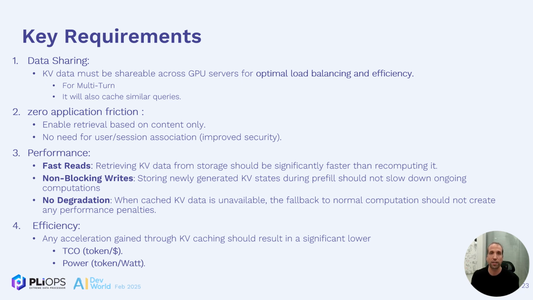And last, but certainly not least, we want the system to be not just faster, but overall more efficient, factoring in not just the GPU savings, but also the cost and power of the required storage system. So overall gains should be translated into a lower TCO per token, tokens per dollar, something like that, and better power efficiency, which is expressed by tokens per watt, for example. In other words, acceleration should be cost-effective and scalable.